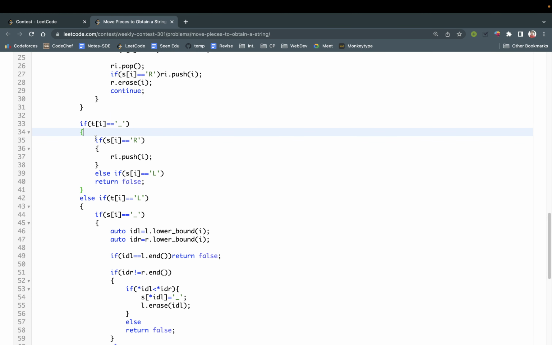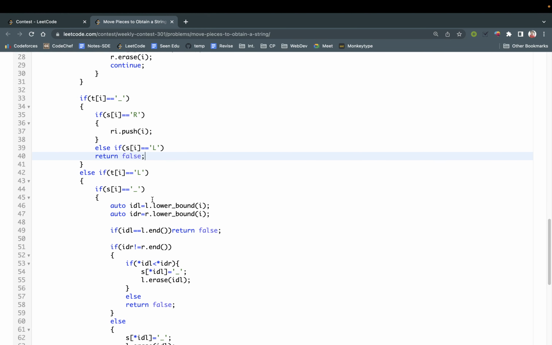If the t of i is R, then the case we have discussed is pushing this in our stack, and if the s of i is not equal to L, then returning false. If s of i equals L, it is not possible to move this L to the backside, because we have already matched the 0 to i minus 1 characters, so returning false here. And the third case I have not written, that both of these are the same, because it does not have any value to write here.